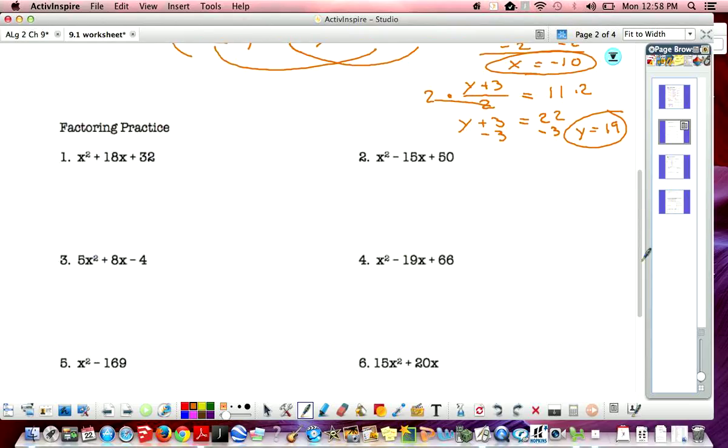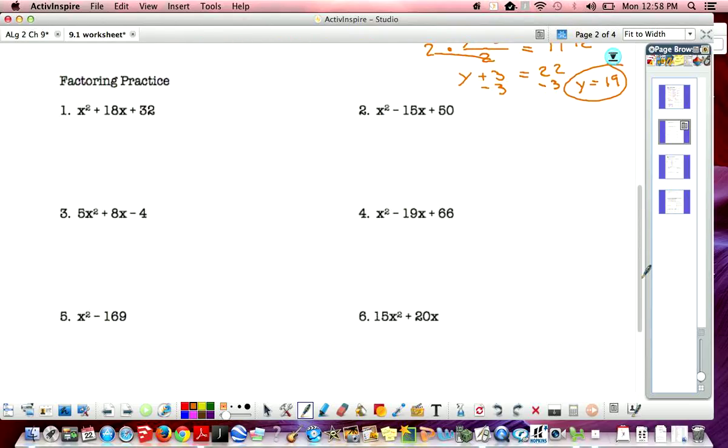All right. On the bottom of the page is just some more practice factoring. You can never do enough of this. So on the first one, factors of 32 that add up to 18 are 2 and 16. Factors of 50 that add up to negative 15 are negative 5 and negative 10.